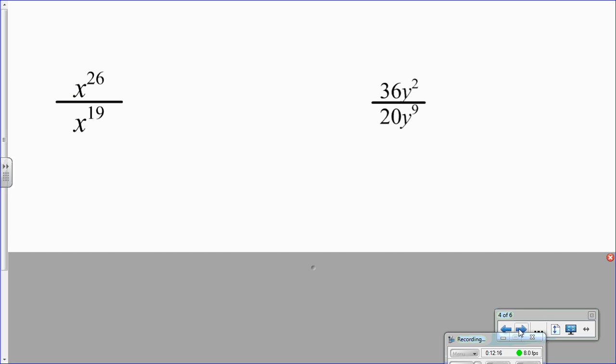Some more examples. Okay, 26 and 19, I'm dividing this common base, so I will subtract. My base stays the same. 26 minus 19 is 7.